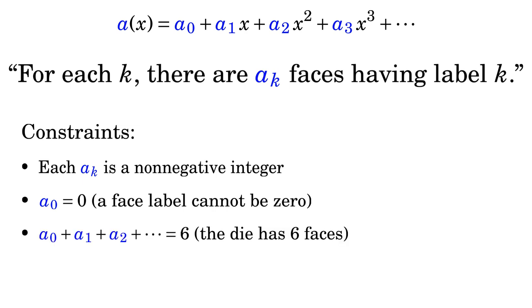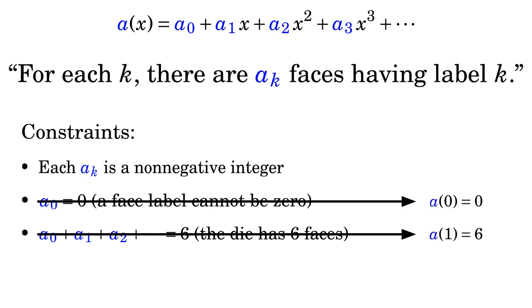The third constraint is that the die has 6 faces, so the sum of all the coefficients has to be 6. Notice that we can rewrite the second and third constraints in terms of the values the polynomial takes at specific settings of x. The second constraint says that evaluating the polynomial at x equals 0 gives 0, and the third constraint says that evaluating the polynomial at x equals 1 gives 6. These versions of the second and third constraints will come in handy later.